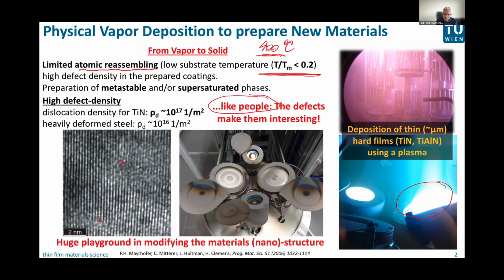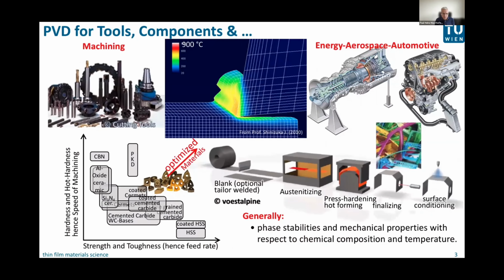And when we tune the deposition properties, we can end up with dislocation densities in a well-known ceramic, titanium nitride, up to the power of 17 dislocations per square meter, which is really, really high, even higher than heavily deformed steels, which typically have dislocation densities of the power of 16. But other than that, we can also prepare materials with metastable or even supersaturated phases. I will give you some brief overview on that.